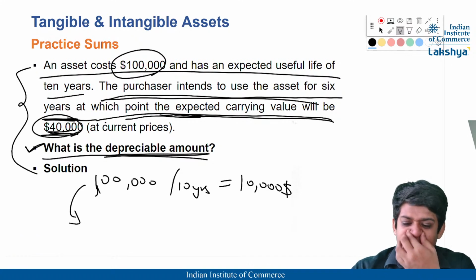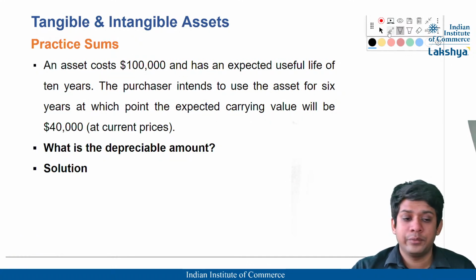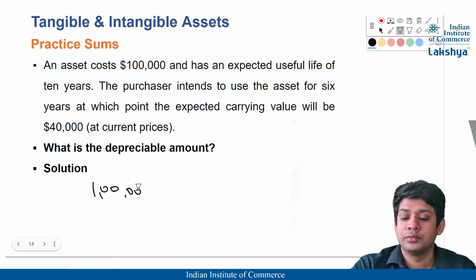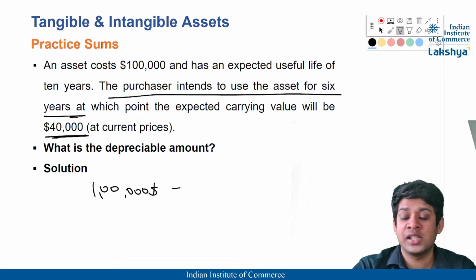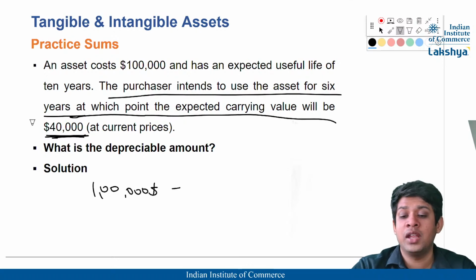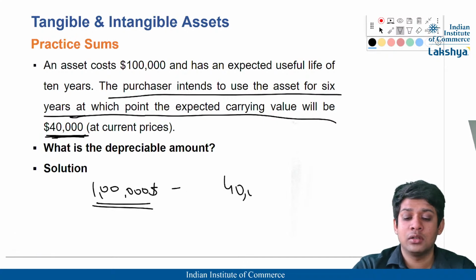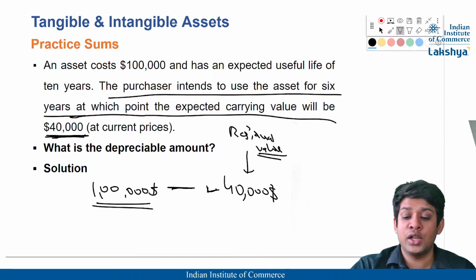So you have to identify the depreciable amount. How will we calculate the depreciation? The value of the asset is $1 lakh. The purchaser intends to use the asset for 6 years, at which point the expected carrying value will be $40,000. After that, he would intend to sell it. So if he is selling it at $40,000, that is my residual value.